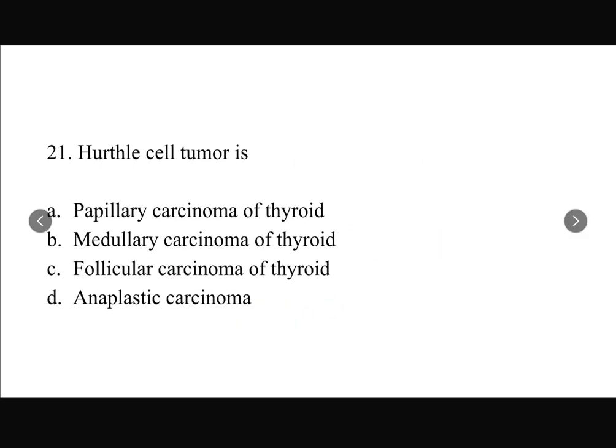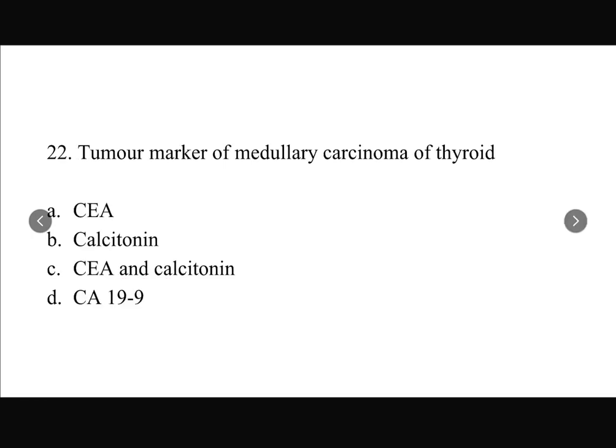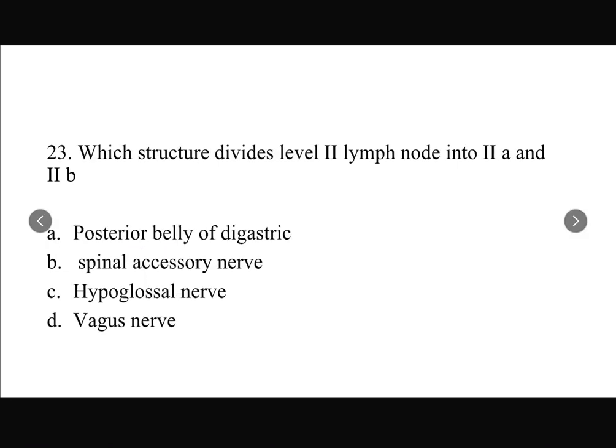Hürthle cell tumor is nothing but the follicular carcinoma of the thyroid. Tumor marker of medullary CA thyroid. Calcitonin is mainly produced by the parafollicular C cells, and that is the cell of origin for medullary carcinoma. CEA is also elevated in these cancers, so both CEA and calcitonin. The structure which divides the level 2 lymph node into 2A and 2B is spinal accessory nerve.